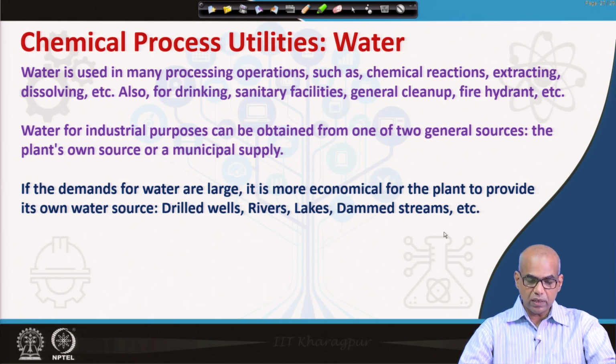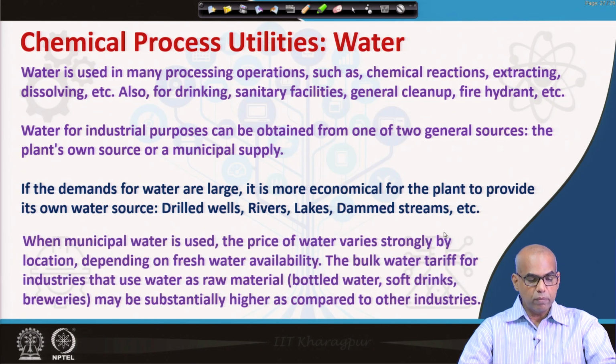If the demands for water are large, it is more economical for the plant to provide its own water source. Drilled wells, rivers, lakes, dam streams, etc. can be used. When municipal water is used, the price of water varies strongly by location depending on fresh water availability.